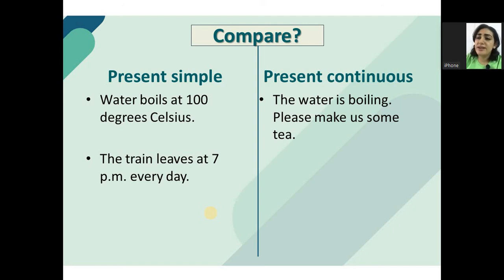The train leaves at 7 p.m. every day. Look, the train is leaving. The first one is talking about fixed timetables, while the other one is talking about an action that is taking place right now at the time of speaking. And we know this from look.